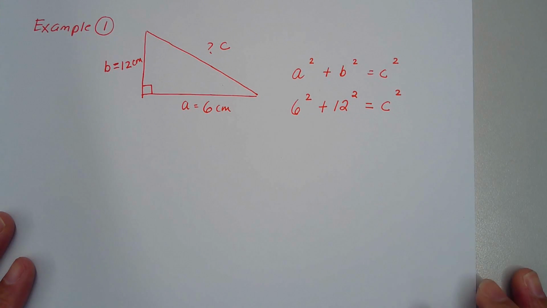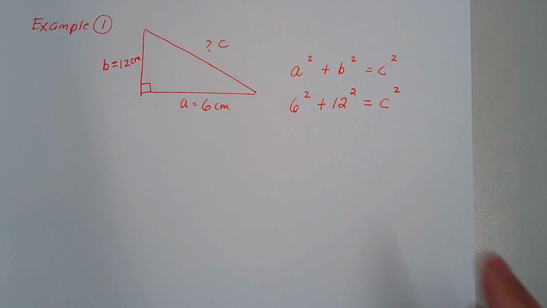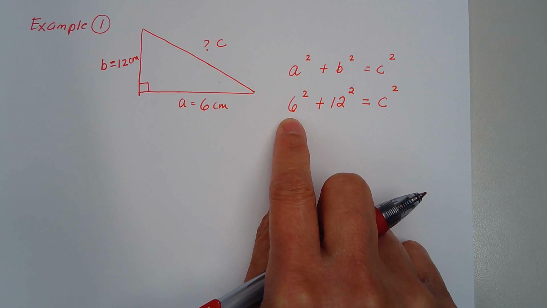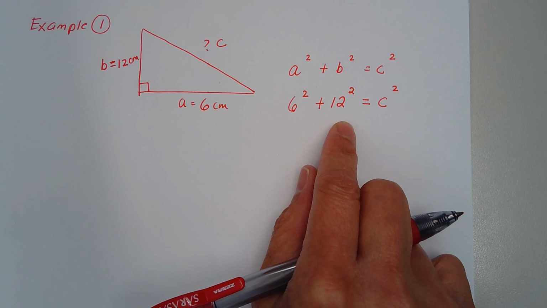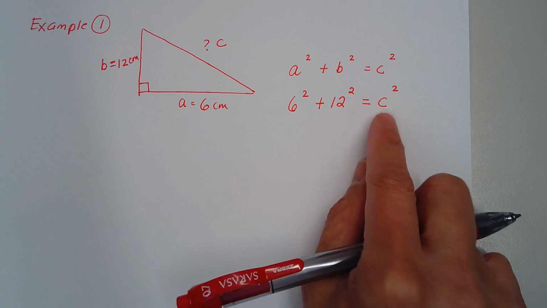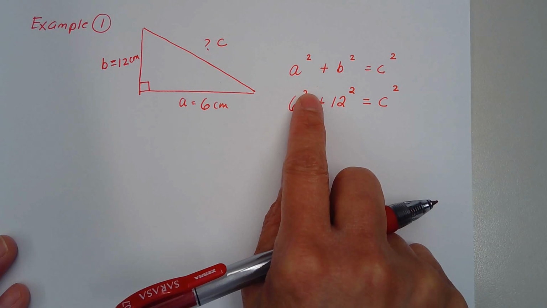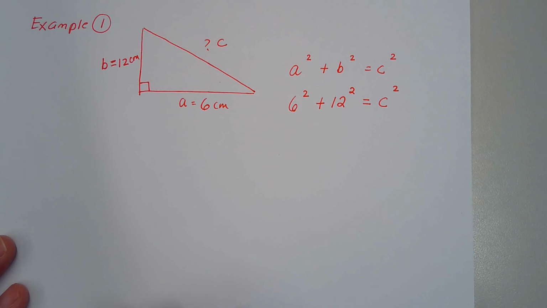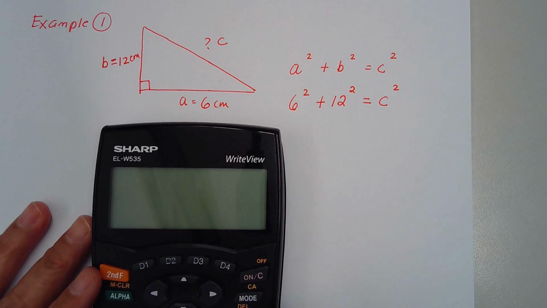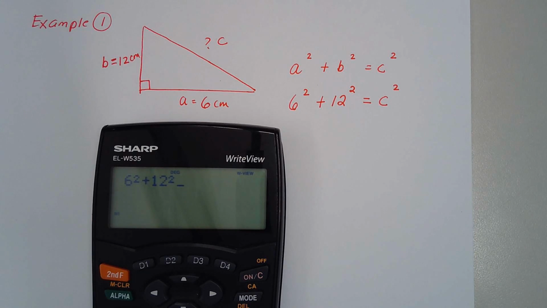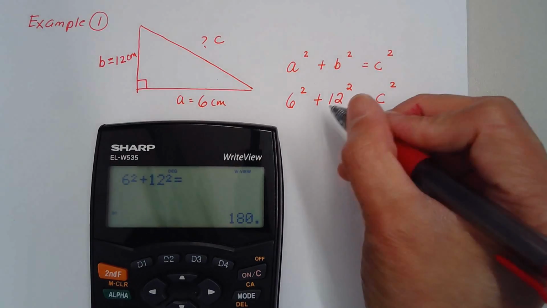So we know what A is, it's 6. We know what B is, which is 12. We are missing the C. So how can we do this? On your calculator, type in 6 squared plus 12 squared equals. I'll do the same thing. I got 180. Okay, I got 180 as well. Did everybody get 180? Yes, okay, good.